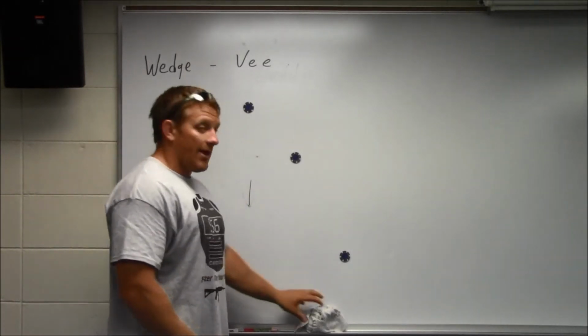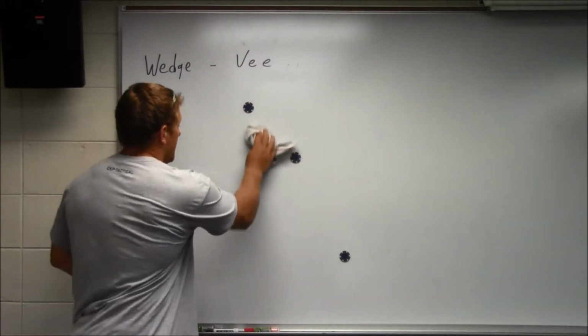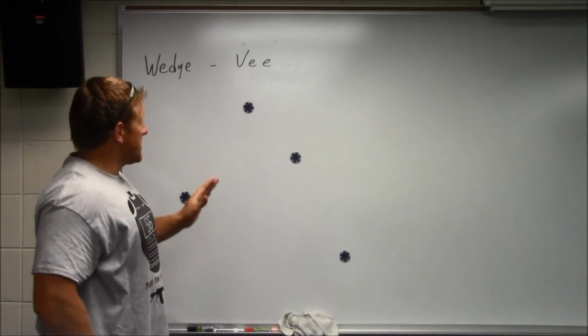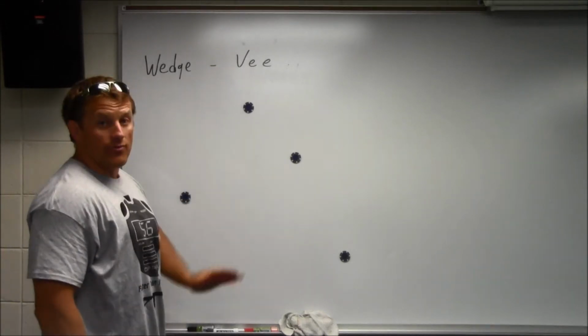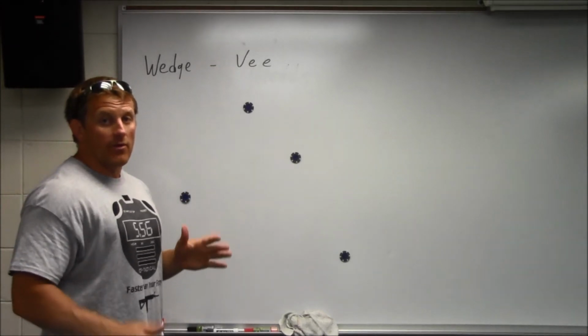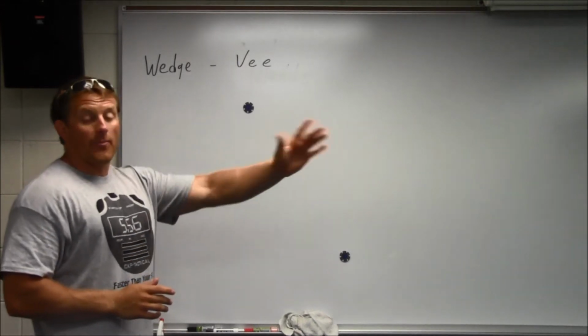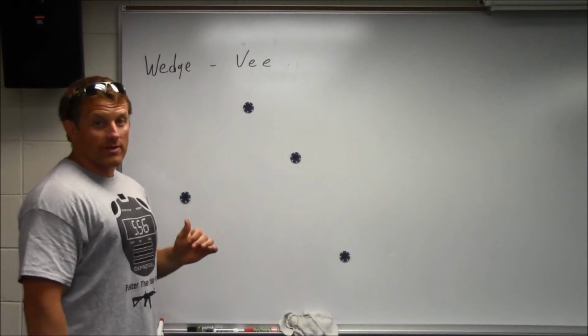Okay, so what the wedge and what the V provides us as a formation, all right, is something that can direct our fires to the front or to the rear very well. This is geared towards open areas and being able to instantly project a lot of firepower going straight to the front or straight to the rear.